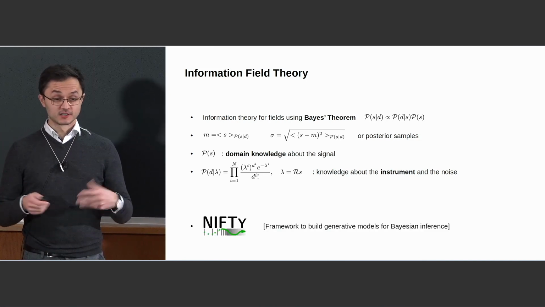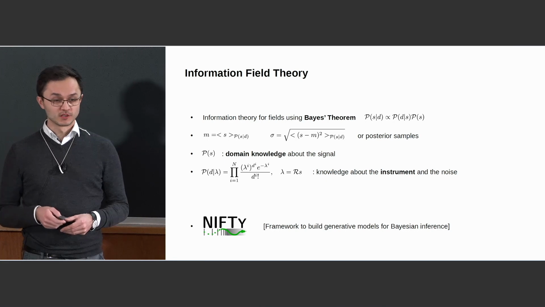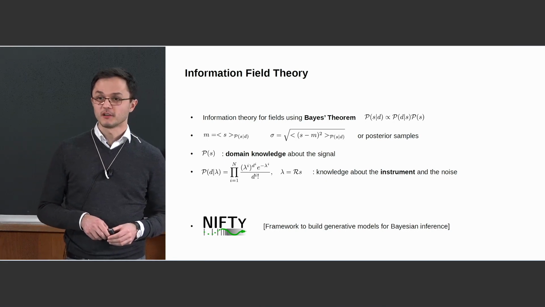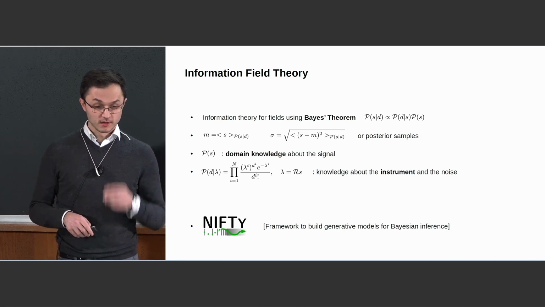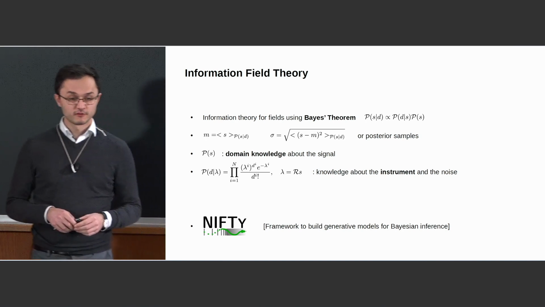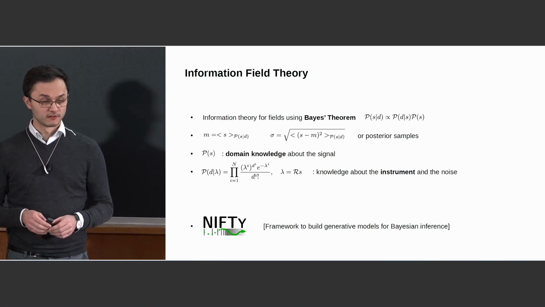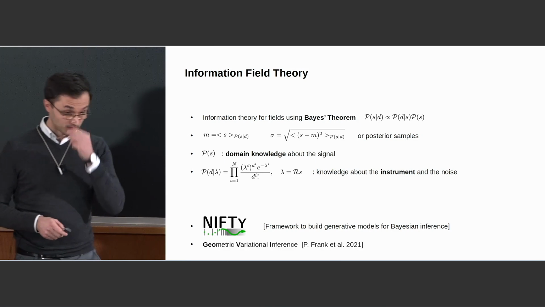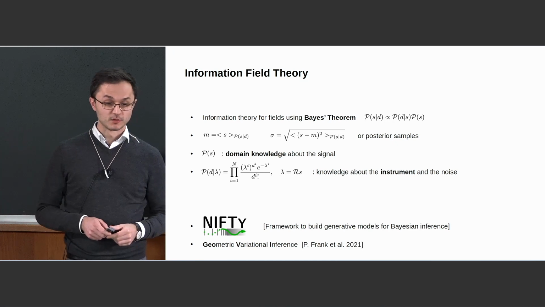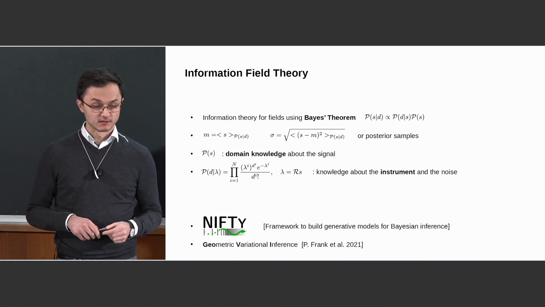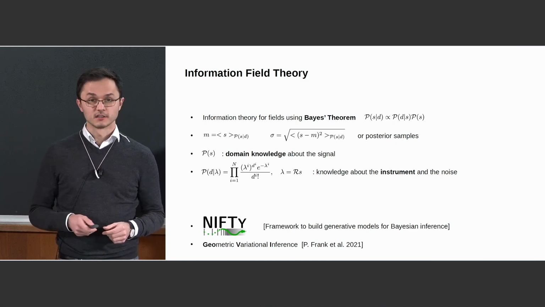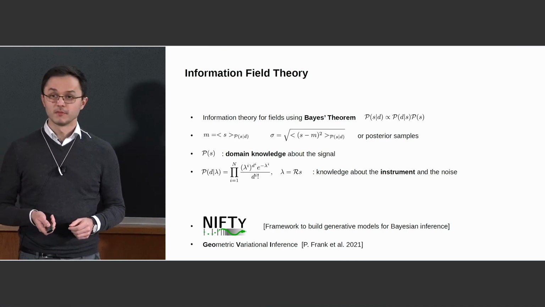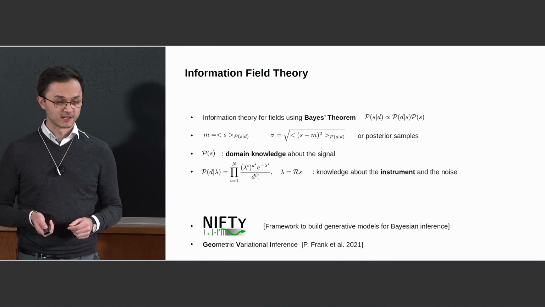All of this is just theory, but if you want to implement it on your computer, you can make use of NIFTy, which is a Python package that can be used for generative models and for Bayesian inference using information field theory. It comes with its own inference algorithm, called geometric variational inference, and you can read about it in Frank et al. 2021, or if you manage to see a talk from Philipp Frank, I can highly recommend it.